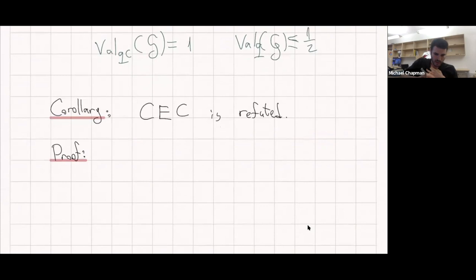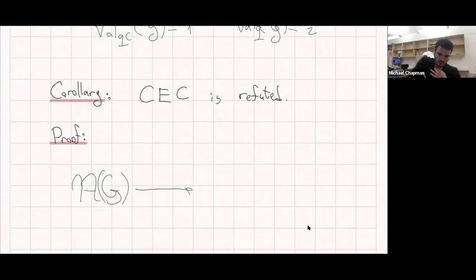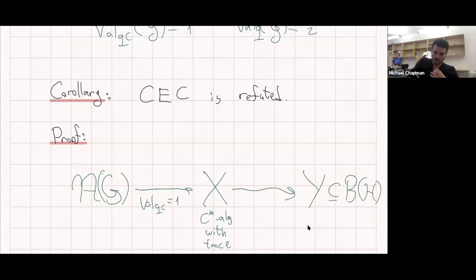We know that it has quantum commuting value one. So it has a homomorphism into X, which is a C star algebra with trace. Now, because it has a trace, you can take the GNS representation of this algebra, and then you have some map into, let's call it Y, that sits inside the bounded operators of some Hilbert space. Okay, so this is the GNS representation.